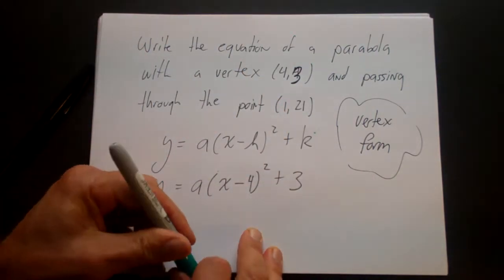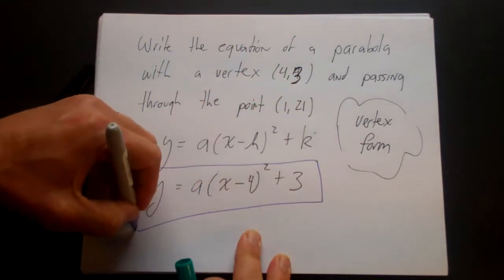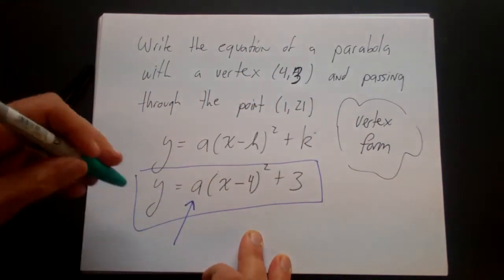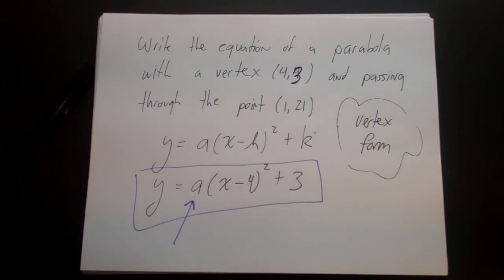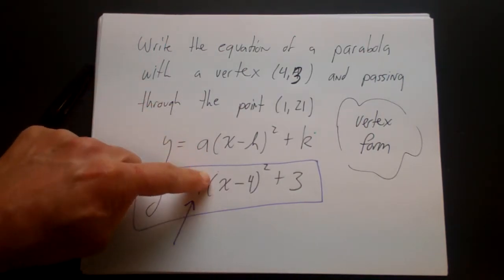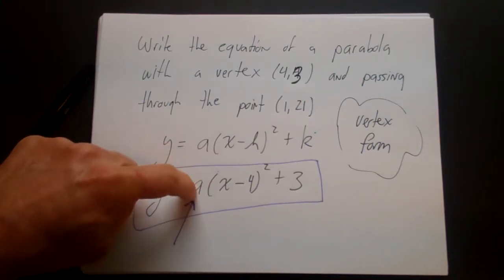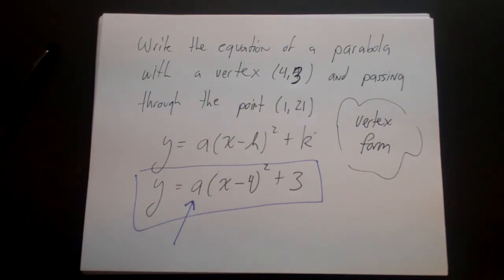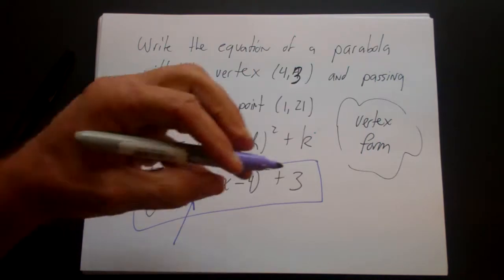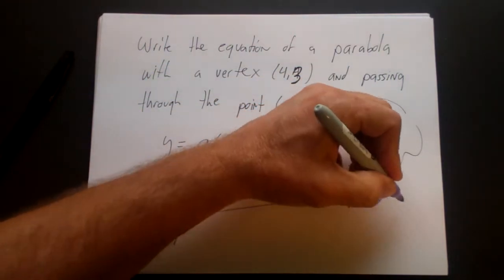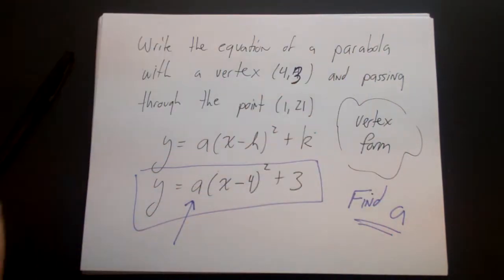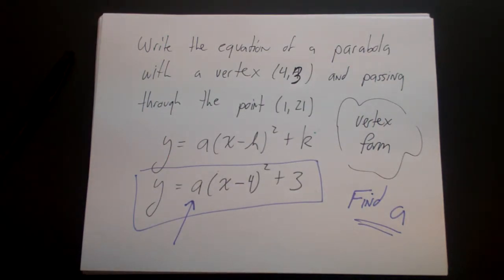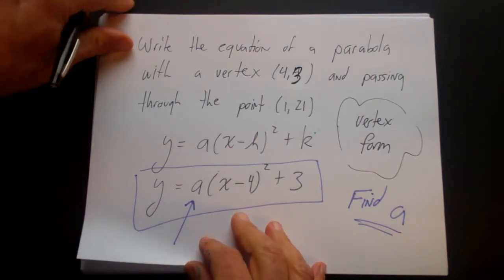And if you notice, sometimes I box up my problem there. We're almost done. The only thing we don't know is a. So basically there are 2 steps here. One, write down the vertex form and write down everything that you know. And the only thing you don't know is a, so the second step is to simply find a. And then you'll be done. So let's think about how we find a. So let's rewrite the problem.